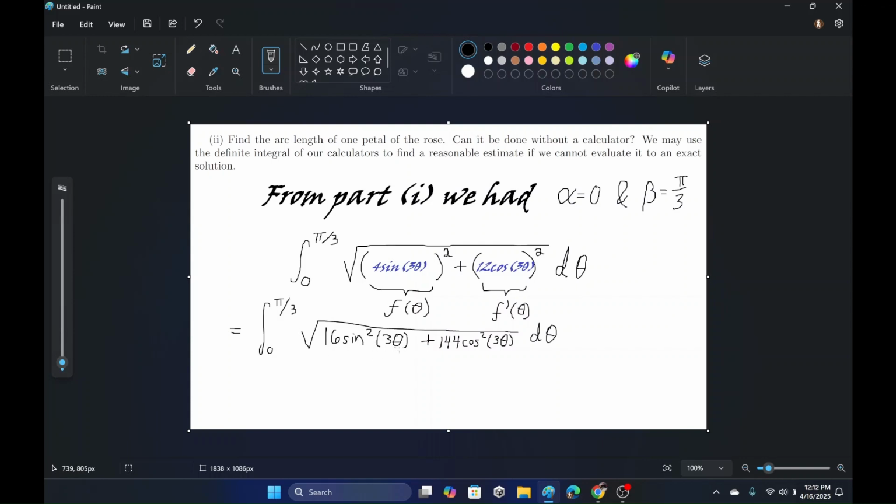Okay, so if we had perhaps 16 sine squared 3 theta plus 16 cos squared 3 theta, in other words, 16 here instead of 144, then those coefficients would match up and we could factor out the 16, leaving us with the sine squared of something plus the cosine squared of the same angle, which would be 1.